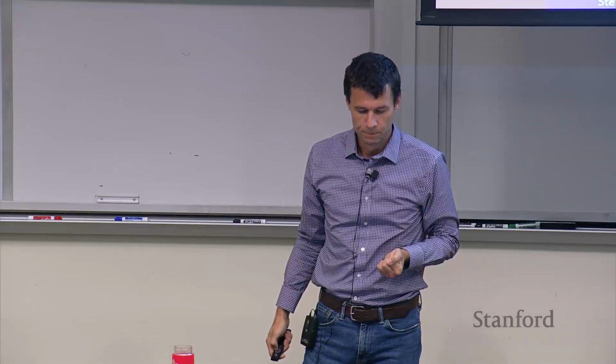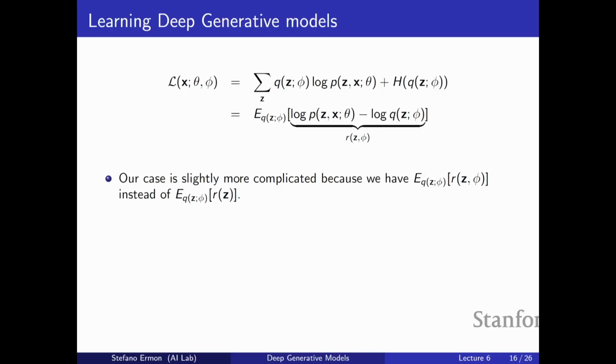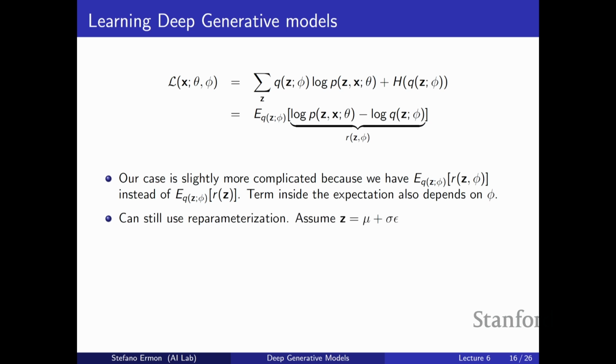Okay, so now we're basically almost there. Recall that what we wanted was to compute the gradient of this ELBO, which is just an expectation with respect to Q of some arbitrary function which happens to depend on phi, which is a little bit annoying because before we had this R which was not depending on phi. Now the argument of the expectation also depends on phi, but you can see that you can still use reparameterization.